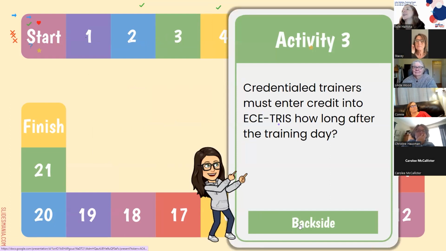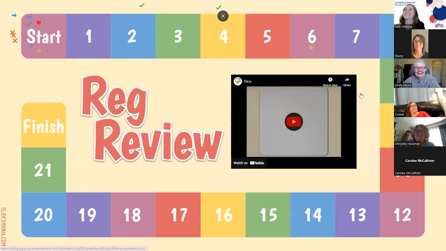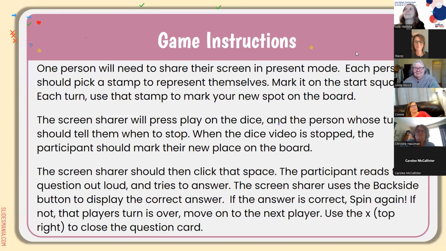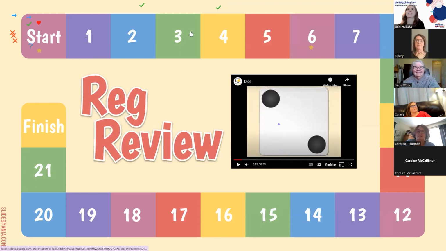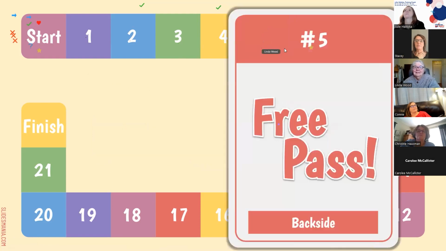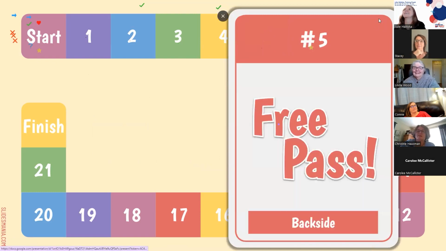Credentialed trainers must enter credit into ECE-TRIS how long after the training day? You better get it entered before the 10th day or you're on a list. 10 days. Woohoo. All right, you spin again. All right, here we go. Oh, I clicked the wrong thing. Here we go. Stop. And 2. So we go to 5. Make a mark on 5. Free pass. And the correct answer is you get to spin again.